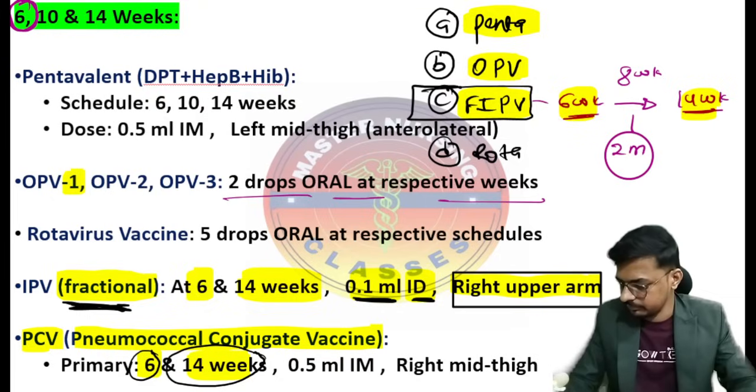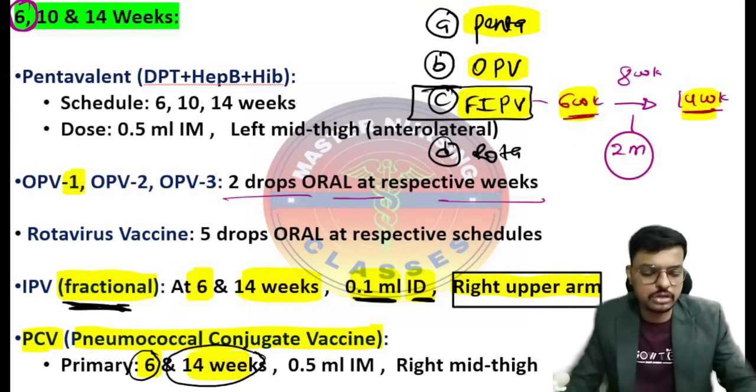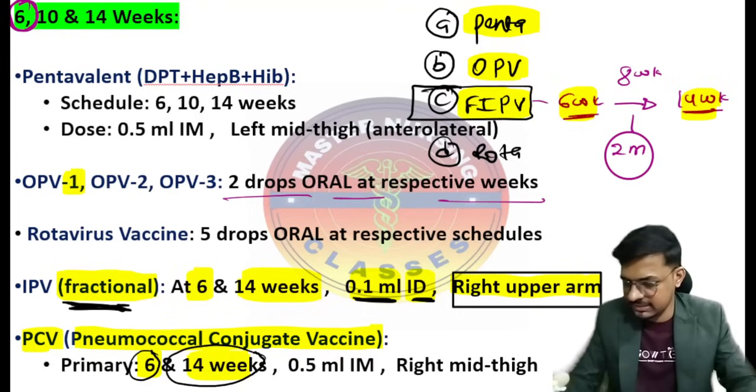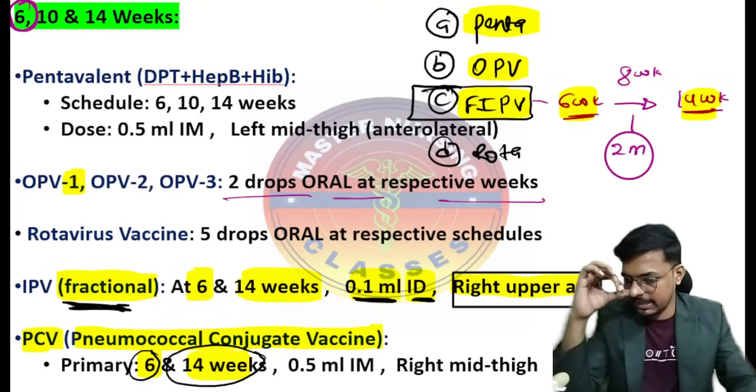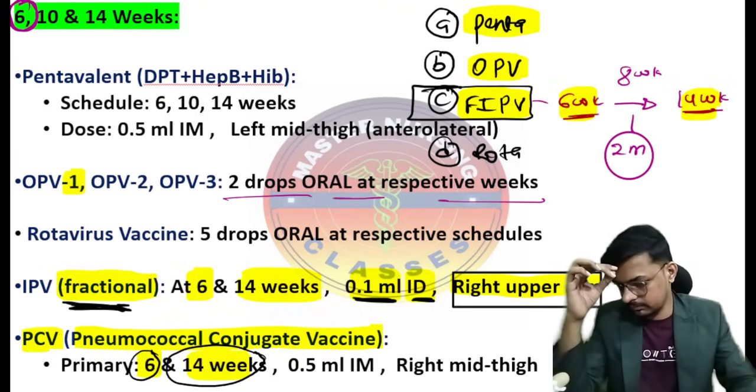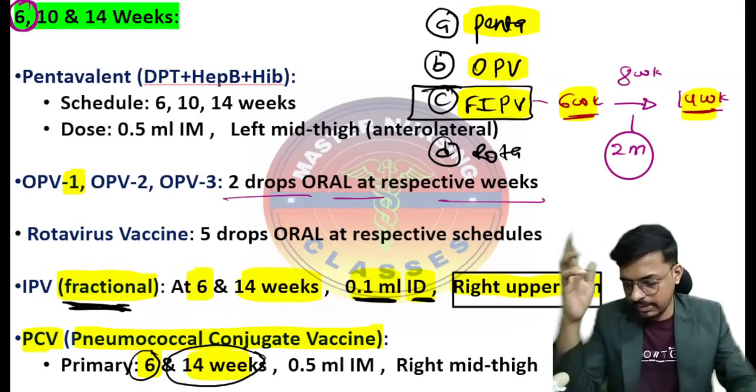Yes. So PCV will be given against pneumonia. The pneumococcal conjugated vaccine is given against pneumonia. Now tell me, the fractional IPV will be given against which disease? Yes, against polio disease.